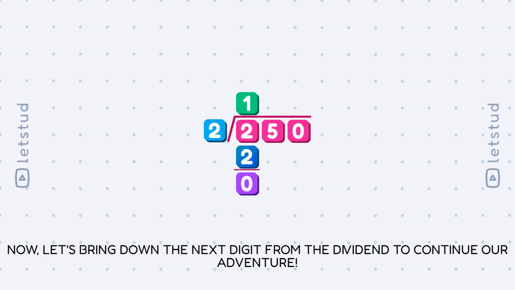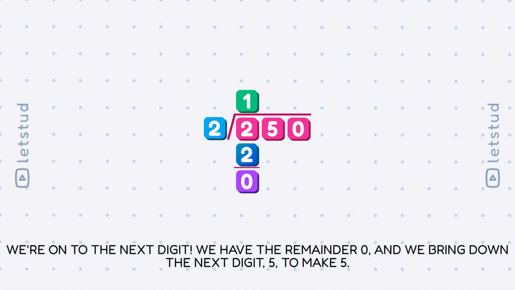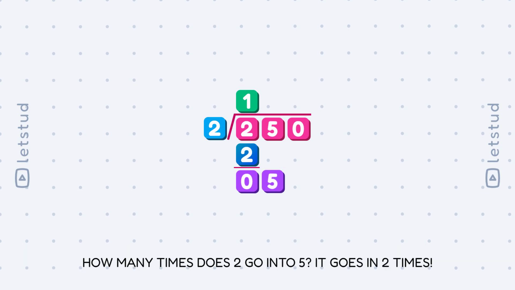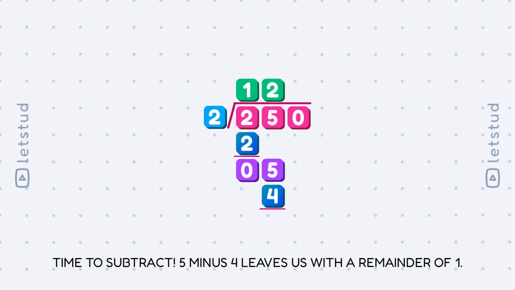Now, let's bring down the next digit from the dividend to continue our adventure. We're on to the next digit. We have the remainder 0, and we bring down the next digit 5 to make 5. We combine our remainder 0 with the next digit 5 to make the number 5. We're using 1 digit this time. How many times does 2 go into 5? It goes in 2 times. Let's check. 2 multiplied by our divisor 2 equals 4. Time to subtract. 5 minus 4 leaves us with a remainder of 1.